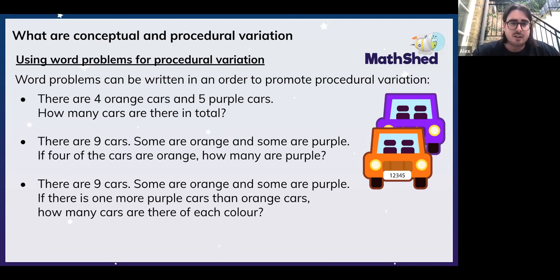So it's relying on the facts that they've carried forward, but the level of reasoning increases with each question. And children hopefully will be able to explain that. So that's intelligent practice using procedural variation with word problems. Clearly in a very simple setting, but it could be applied to other types of number work higher up the school, key stage 2, with greater numbers of digits, multi-step operation procedures, and so on and so forth.